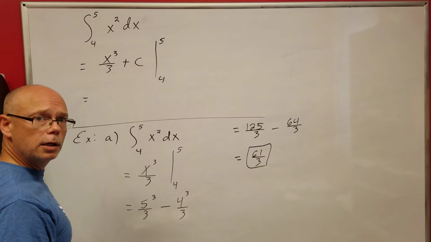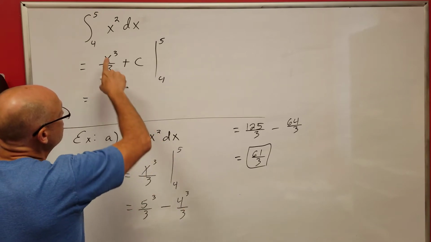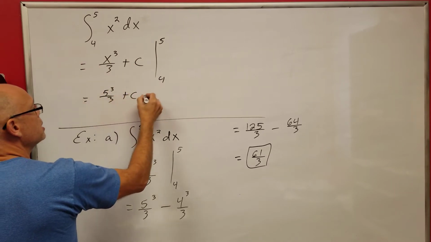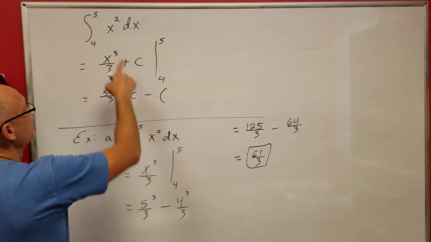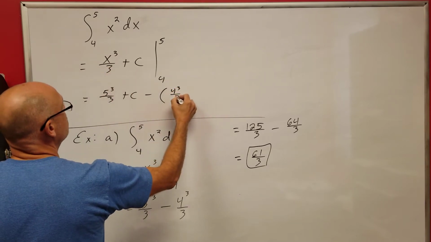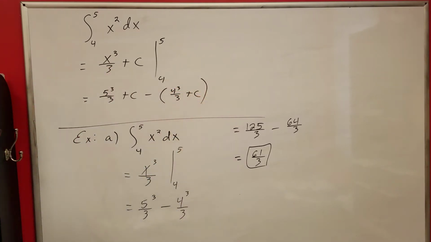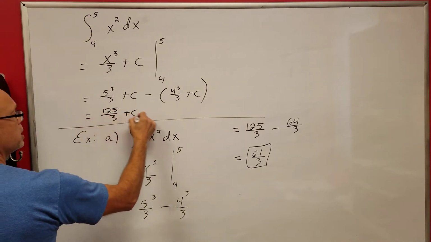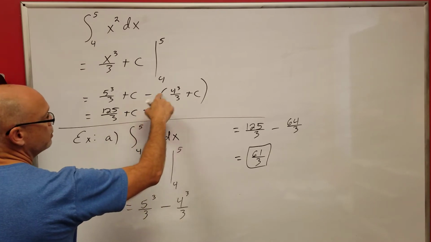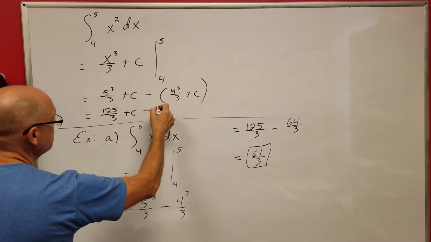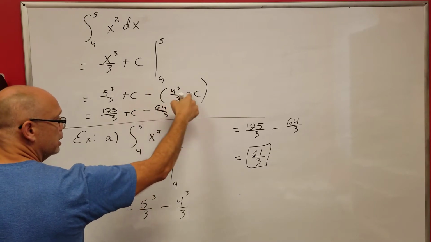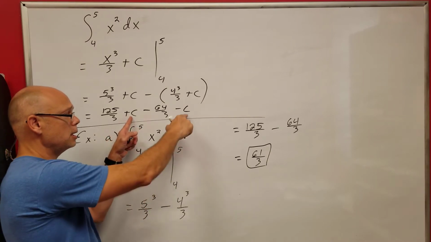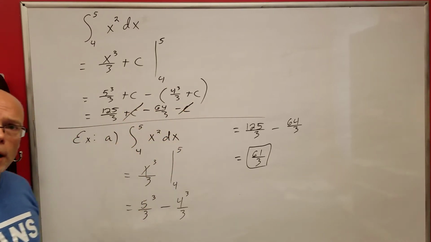What does that fundamental theorem of calculus part 1 tell us to do? It tells us to evaluate this at 5. So we have 5 cubed over 3 plus C minus evaluate this thing at 4. 4 cubed over 3 plus C. So that gives me 125 over 3 plus C minus, if we distribute the negative, we get a minus what? 64 over 3. And then what? Minus C, right? So what's going to happen here with my plus C and my minus C? They're going to zero out anyway, right?